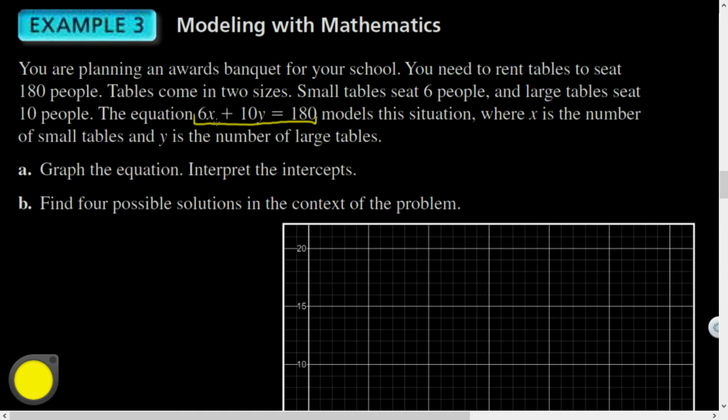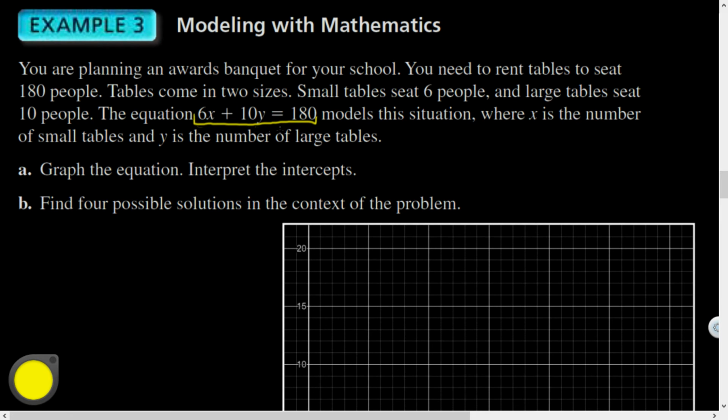So x would be the number of small tables, y would be the number of big tables, and if I take x and multiply by 6, that would be the total number of people seated at small tables. And if I take y, the number of big tables, and multiply by 10, that would be the total number of people sitting at big tables. If I add those two together, that needs to equal 180. All right, that's where that equation came from. We'll practice writing those sorts of equations later on.